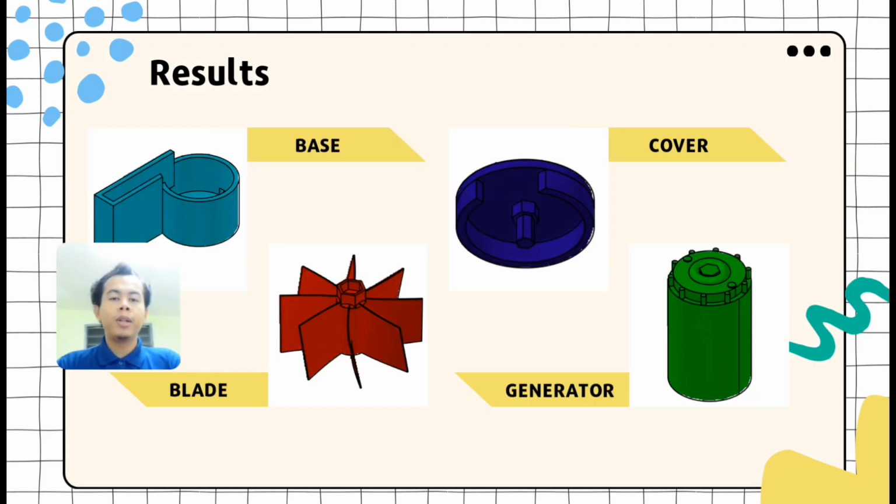These are all the components we use in this project. We separate with a 4 type. First one is base, the second one is blade, third cover, and following the generator.